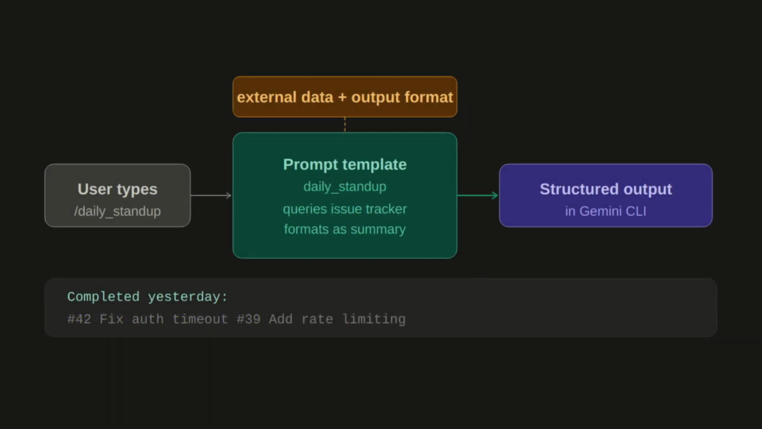If a connected server defines prompt templates, they become slash commands in Gemini CLI automatically. For example, if a server defines a daily stand-up prompt that queries your issue tracker and formats a summary, you invoke it with slash daily standup. These show up in the slash command autocomplete alongside built-in commands. It's a clean way to package common workflows that combine external data with a specific output format.